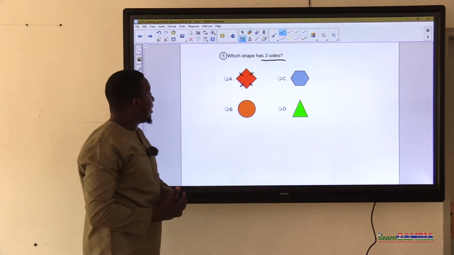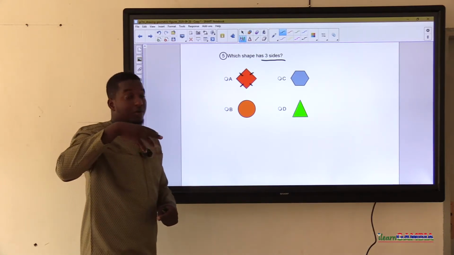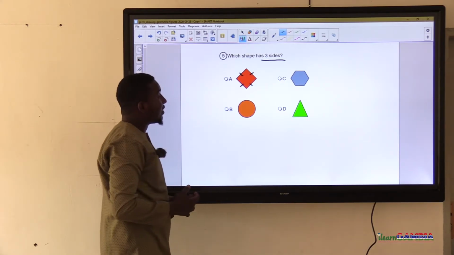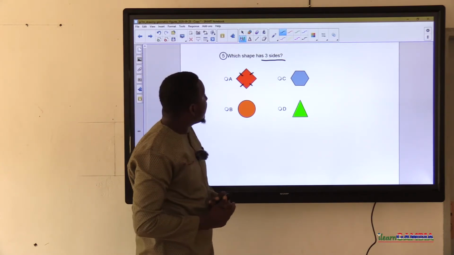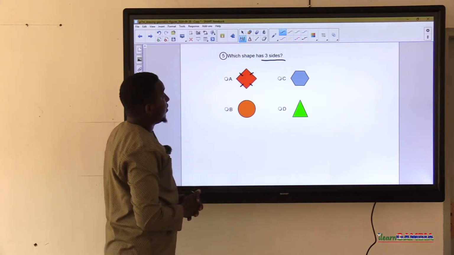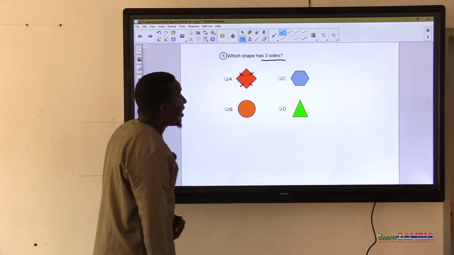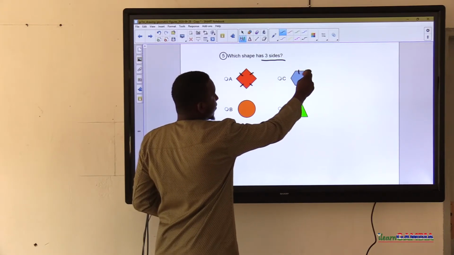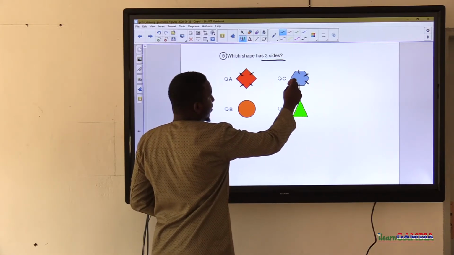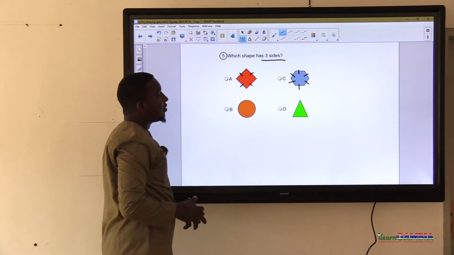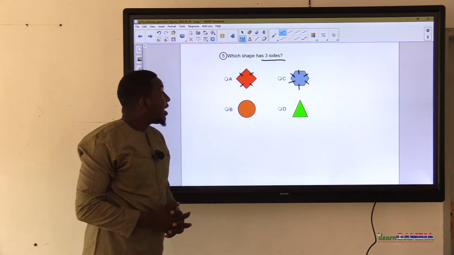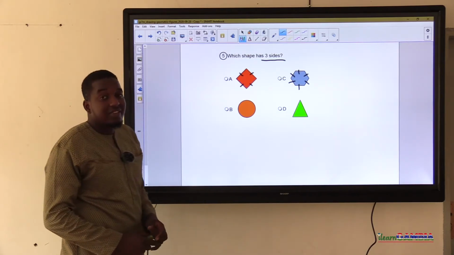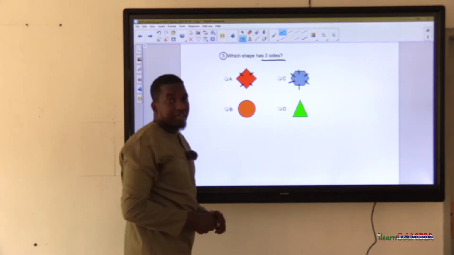Then we look at option B. Option B is a circle. Obviously, we cannot talk about sides there, so option B is also out. Then we look at option C. Option C has sides, so let's count to verify if it has 3 sides or otherwise. We count 1, 2, 3, 4, 5, 6. Option C has 6 sides, but our question is asking which shape has 3 sides, so option C will not be the correct answer.